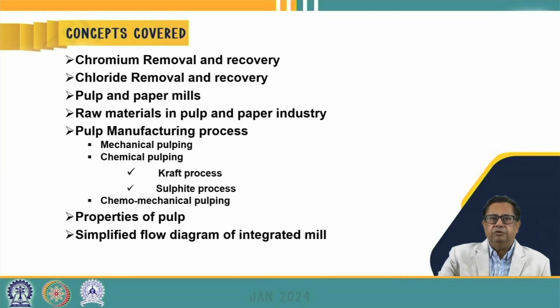Similarly, after this, we'll talk about the pulp and paper mills. We'll talk about the raw materials which are used in the pulp and paper industries. We'll talk about the pulp manufacturing process, where we'll talk about the mechanical pulping, the chemical pulping, and the chemo-mechanical pulping also. We'll talk about the properties of the pulp, and then we'll talk about the flow diagram of the integrated mill, where basically the pulp as well as the paper may be produced.